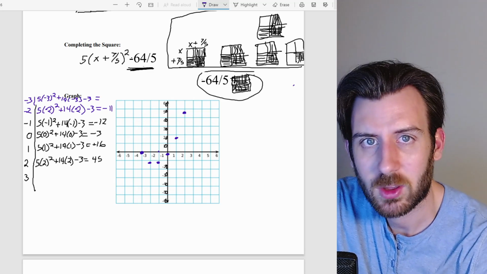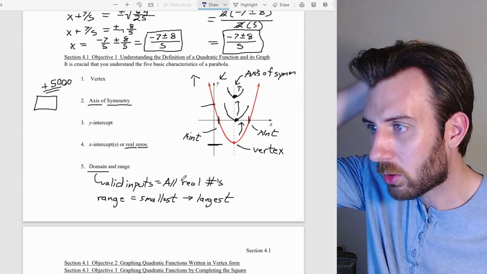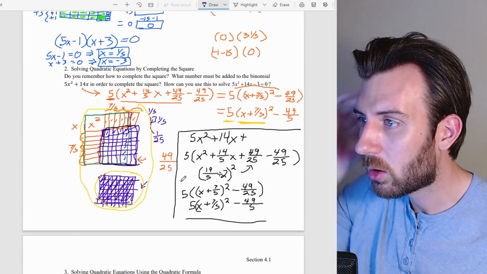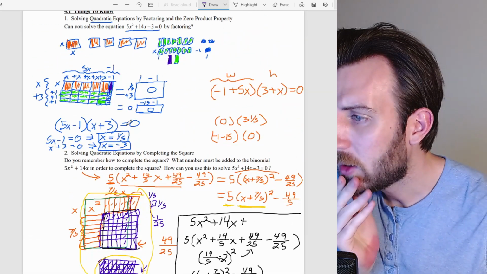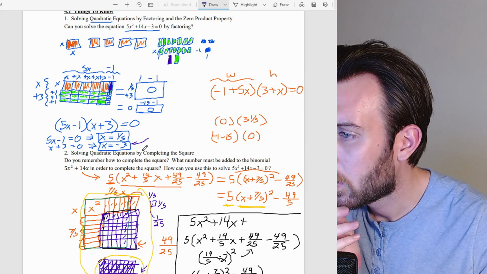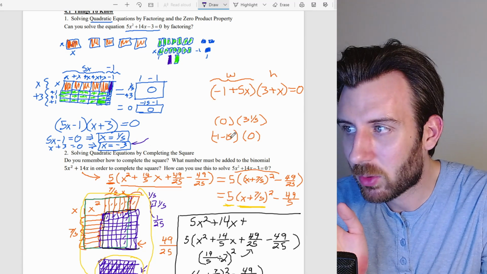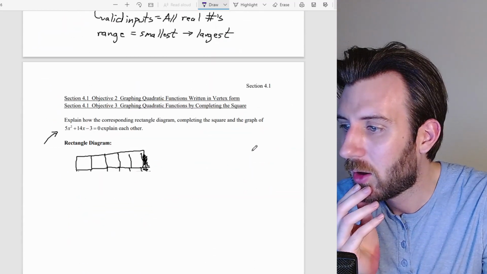Wait a second, we've seen that one before. Where did we see that? Let's go back through. Where did we play with that one before? Right here. Look right here. There's that negative 3 again. Oh, and that makes sense because that x value of negative 3 was when I was going to get a 0 with that original rectangle. Oh, son of a gun.